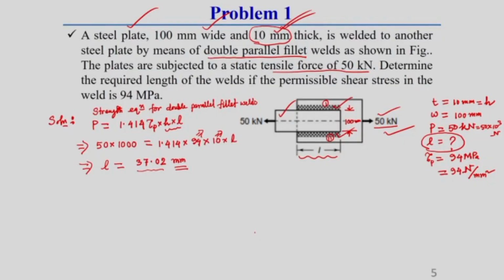So, the final length of this weld to sustain this 50 kilonewton load should be, by considering the starting and stopping of the weld run, so adding 15 millimeter, which I have already discussed in the previous lecture, 15 millimeter of weld length for starting and stopping of the weld run.